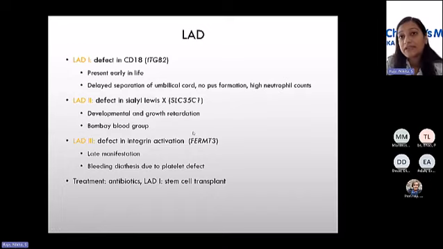LAD type 2 is a problem with development and growth, with fewer infection issues, and LAD type 3 has bleeding issues along with some infections, but these are two milder forms.